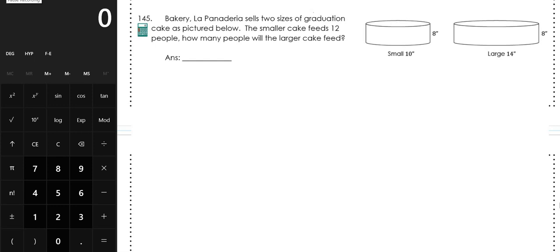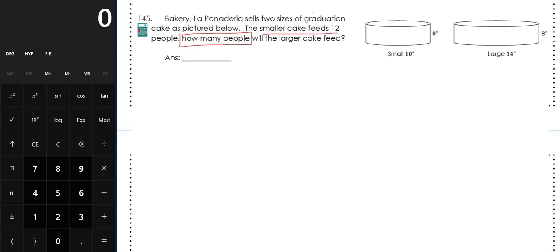Last question on the page, number 145. Bakery La Panaderia sells 2 sizes of graduation cake as pictured. The smaller cake feeds 12 people. How many people will the larger cake feed? Okay, this is the ask of the question. How many people will the larger cake feed?